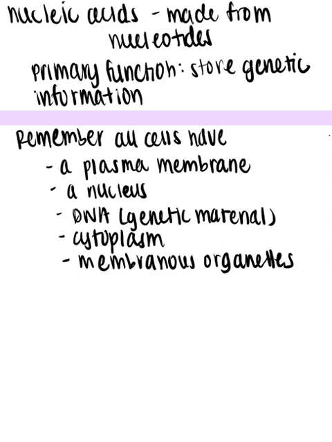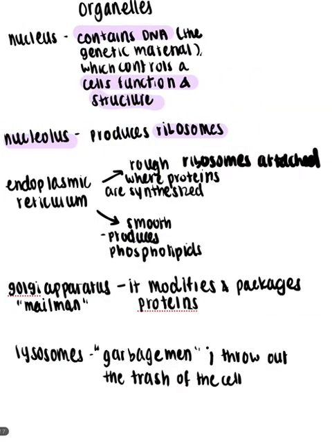Now, in general, remember that all cells have the following: a plasma membrane, a nucleus, DNA, genetic material, the cytoplasm, and membranous organelles. So let's get into the organelles. So the nucleus contains DNA, the genetic material which controls the cell's function and structure. Next, you have nucleolus, which produces ribosomes. So remember, nucleolus has an O, and ribosomes also has 2 O's. So just remember that nucleolus, ribosomes, that's what they produce.